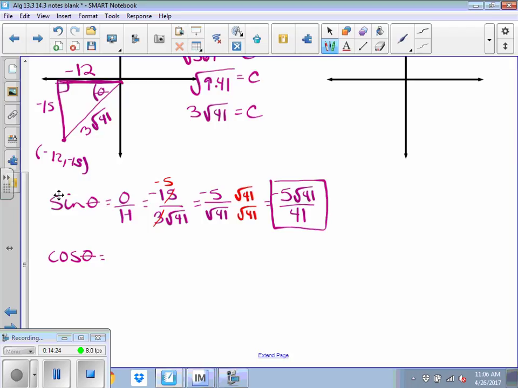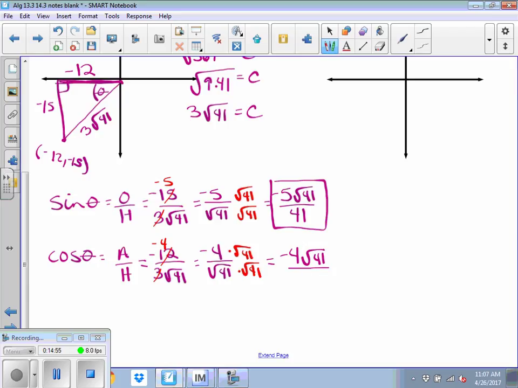Cosine of theta is adjacent over hypotenuse, which is -12 over 3 square roots of 41. We're going to do the same process again. I'm going to simplify -12 over 3, and that's -4. So that's -4 over the square root of 41. Now I'm going to fix it. I'm going to rationalize it. So that's -4 square roots of 41 over 41. And again, that cannot be simplified anymore.